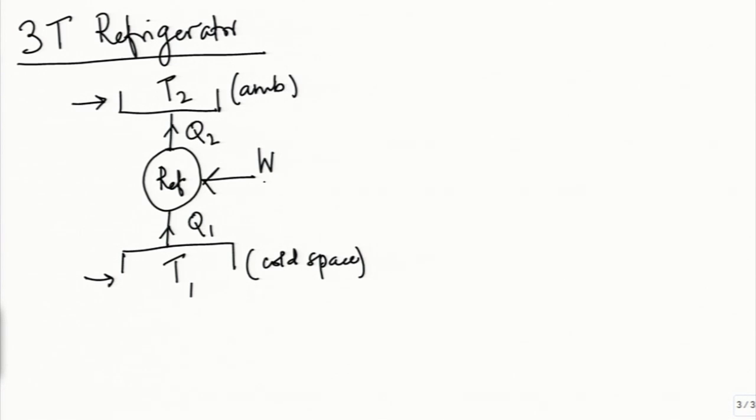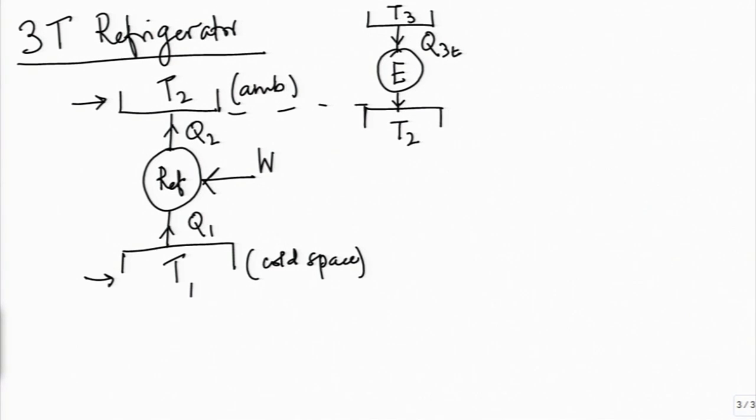Let us assume that the work is obtained by running an engine between a high temperature reservoir T3 and the ambient T2. Suppose I run an engine which, let us say, absorbs Q3E from some high temperature reservoir, this is greater than ambient, rejects Q2E to the ambient reservoir at T2, and it is adjusted so that it produces a work W. We can link these two work transfers together, and this essentially gives us the idea of a 3T refrigerator.